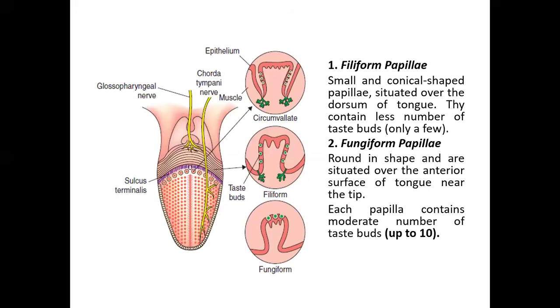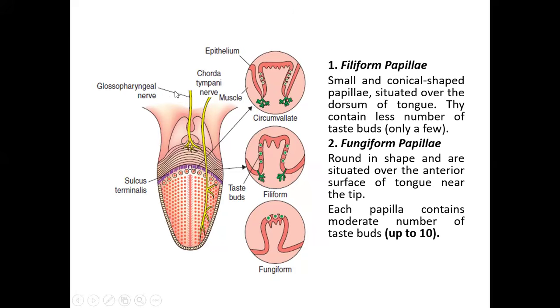So here's a diagram trying to show what we discussed from the previous slide. You can see that, number one, we have the filiform papillae, okay? There's also the fungiform papillae. Now the filiform papillae, as the text is saying, are small and conical shaped papillae. They are situated over the dorsum of the tongue. They contain only a few taste buds, okay? Among this diagram, as you can see here, this is the whole entire tongue, okay?